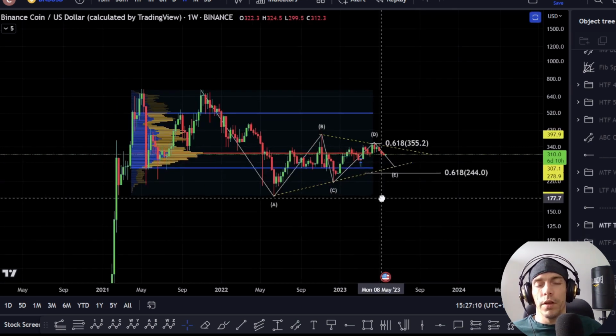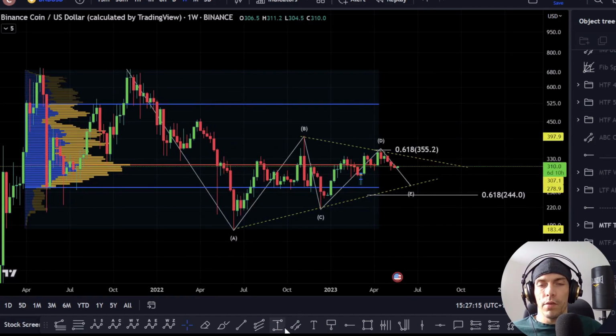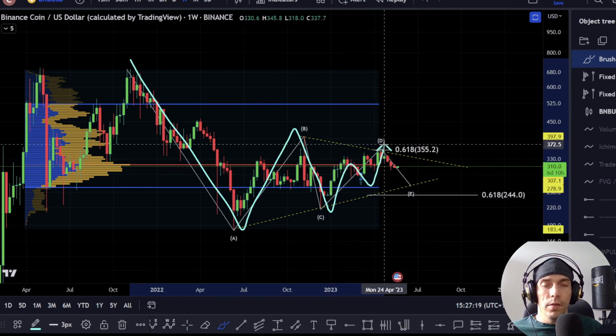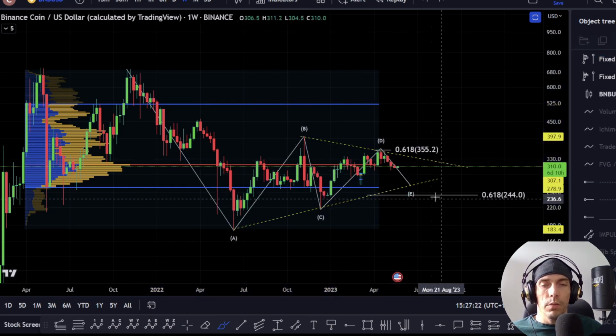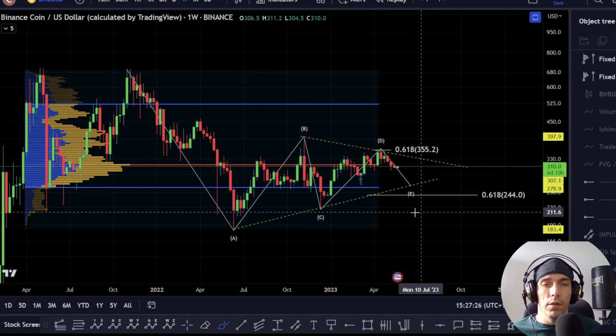Now, if this is a triangle, we'd be looking at it in this way, and what we'd be treating this move as is basically from this high point here. What we'd be looking at is this is an A, B, C. This is a D wave, and then actually looking for that confirmation of an E wave now. What we want to see is basically have a three wave move to the downside here.